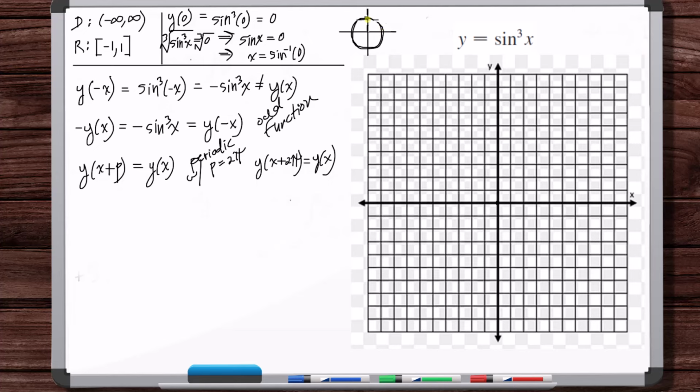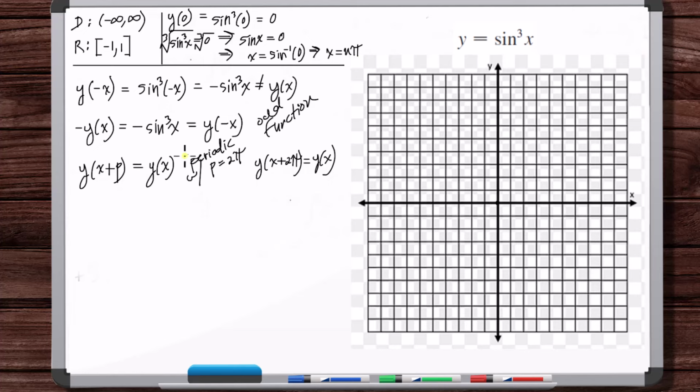Now if you go from 0 to pi, sine of pi over 2 is 1, sine of pi is also 0. So sine of 0, sine of pi, sine of 2 pi, sine of 3 pi, sine of 4 pi are all 0. So x is equal to n pi, where n is any integer, 0, -1, any positive or negative integer.